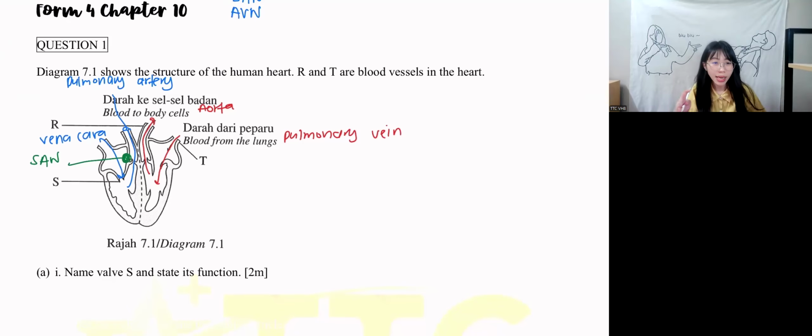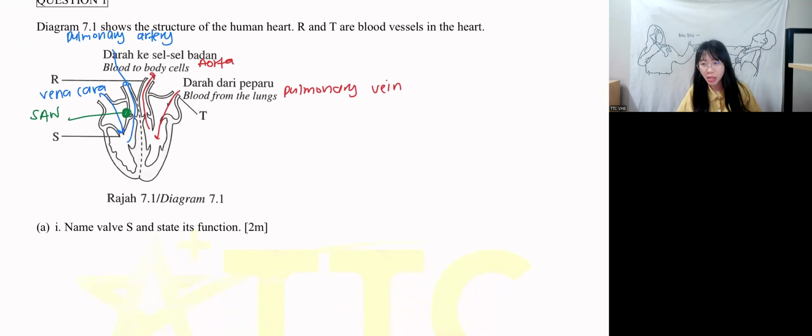They ask you to label the name of valve S. Valve S is at your, this is left is right, right is left, so this is your right atrium. So what is this valve called? Bicuspid or tricuspid or semilunar valve? Which one? This is a tricuspid valve, correct? S is called tricuspid valve.